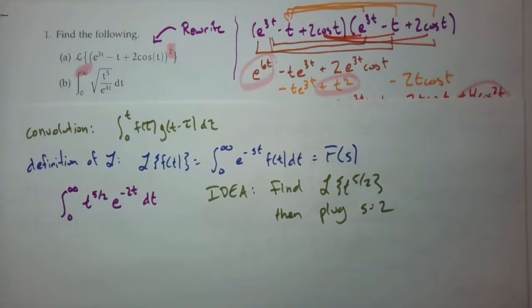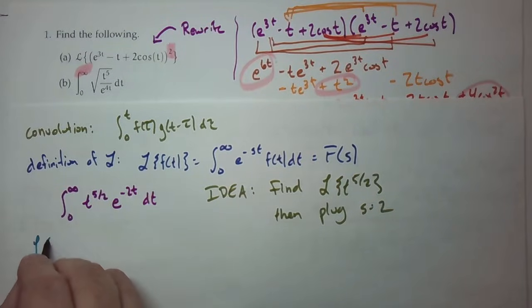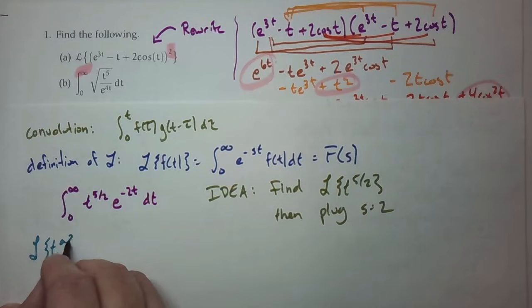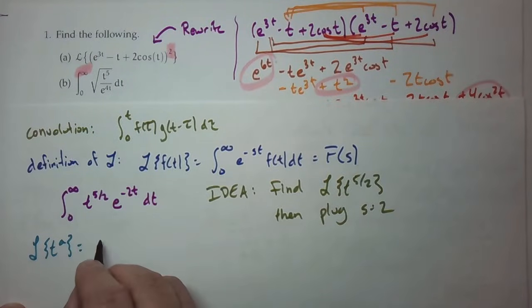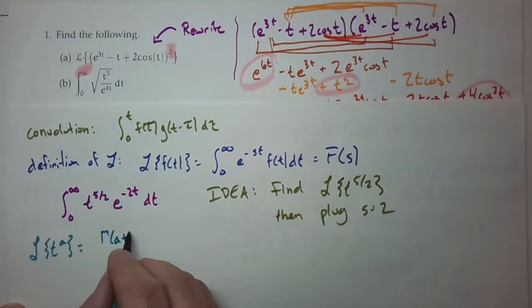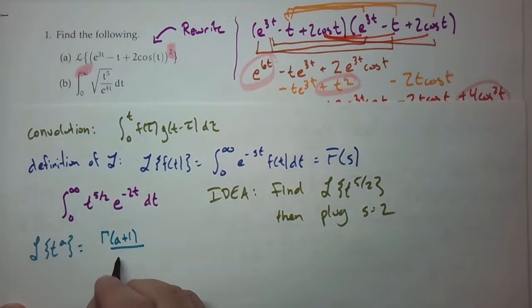And that's the answer. Okay, so the good news is we do have a formula for the Laplace transform of t to any exponent at all. What is it? Well, it's on our formula sheet. So the Laplace transform of t to the a is the gamma function, a plus 1, divided by s to the a plus 1. And again, you don't have to memorize this. Use your formula sheet.